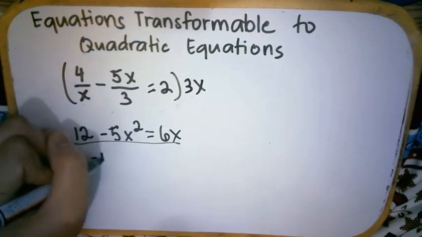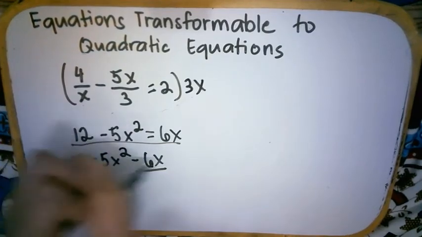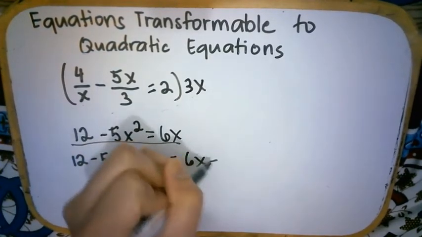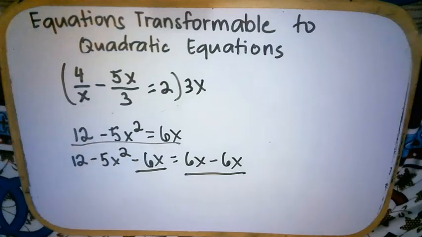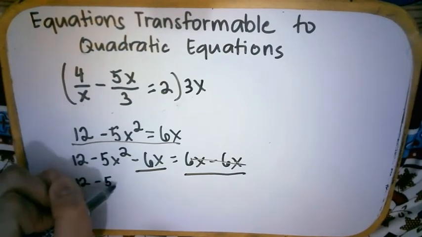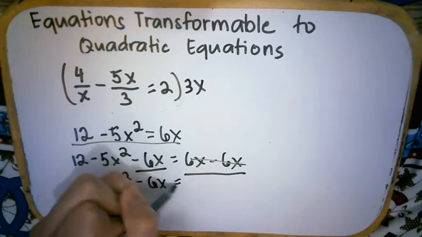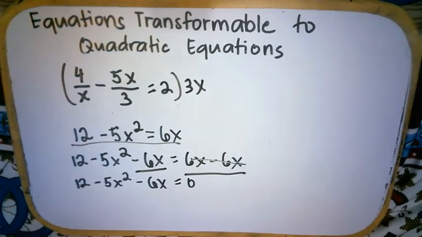12 minus 5x squared minus 6x is equal to 6x minus 6x. So cancel natin. So what will remain is 12 minus 5x squared minus 6x equals to 0. Still not yet in standard form. Well, equal to 0 na siya but hindi pa siya naka-descending order.